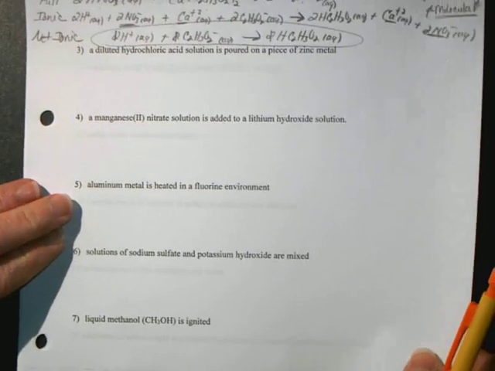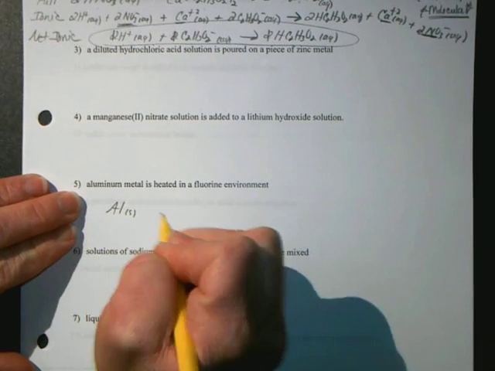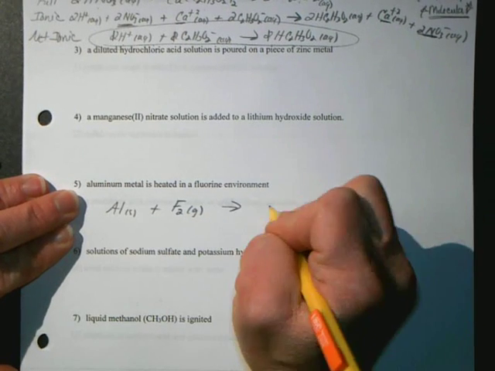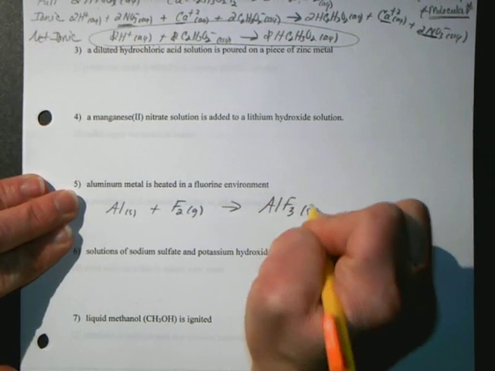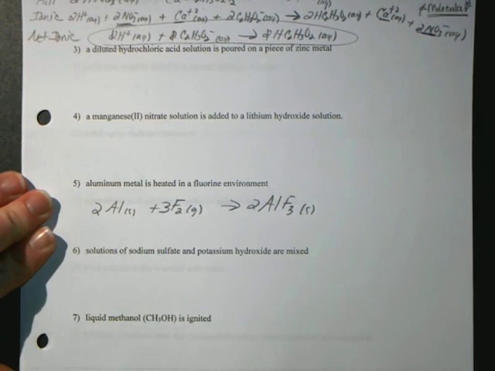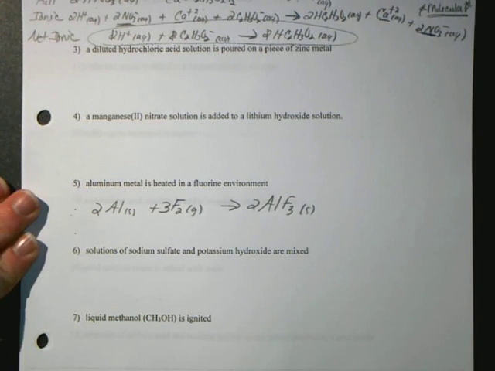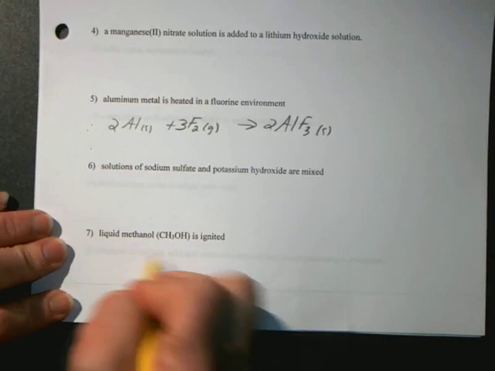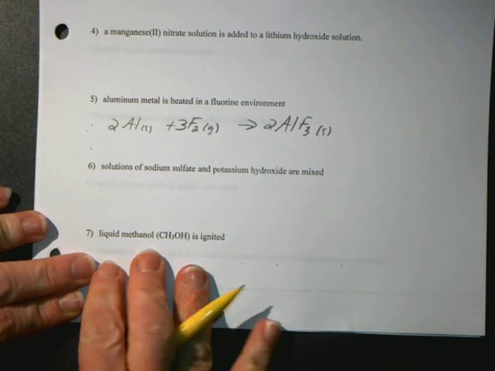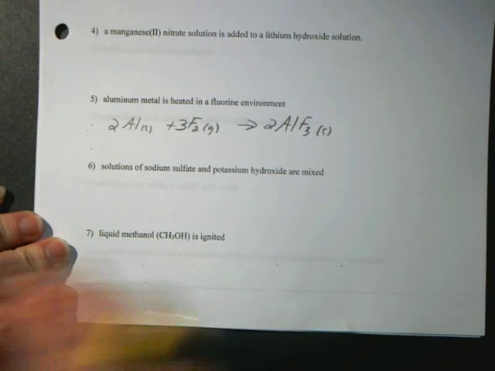Let's see. We did this in the previous, but just to show again, aluminum metal is heated in a fluorine environment. Element plus element. Nothing exists as ions. So our full, ionic, and net ionic are the same. How about liquid methanol is ignited? Liquid plus gas yielding gas and gas. Nothing exists as ionic or as ions. So your full, ionic, and net ionic are the same.